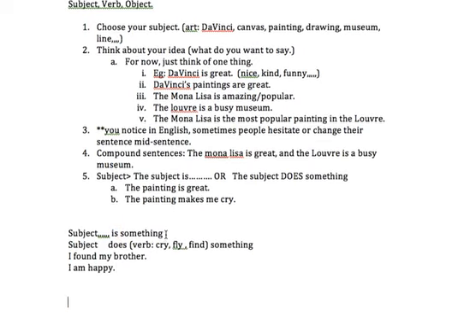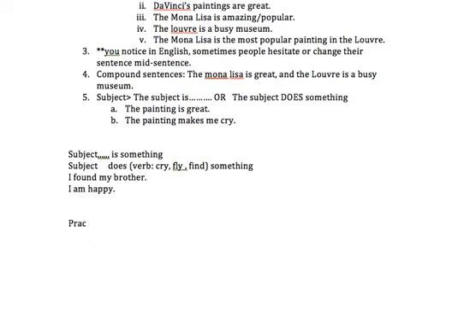So what you need to do now is practice making sentences by matching your subject to the verb, either the be or do, depending on what you're thinking, and the subject, and put the object in there. Okay, so that should help you out.